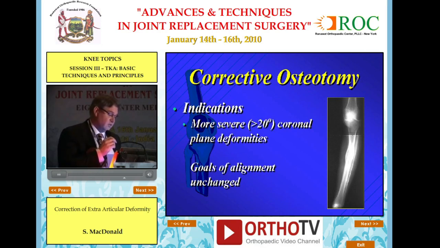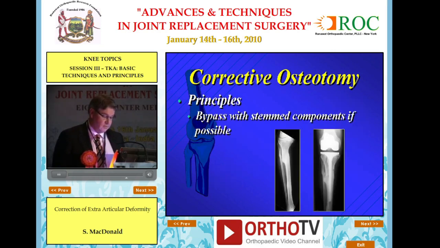So what about a corrective osteotomy? Well, obviously the indications are when it's a more severe deformity, perhaps over the 20 or 30 degrees, spanning femur and tibia. The goals of alignment are unchanged in these cases. At that point, if you're doing it at the time of your total knee, you have to bypass, obviously, the osteotomy, and so bypass with stem components. That's our goal. So here's another case.